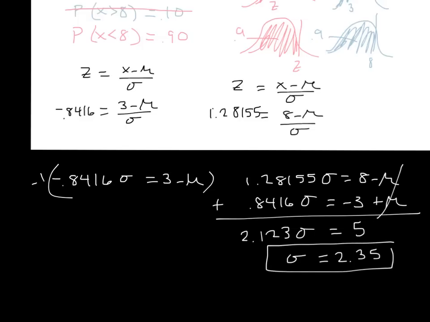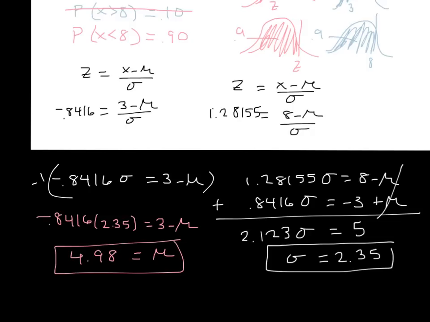Once I know what my sigma is, all I need to do is plug back into one of my two equations and solve for the mean. So I take that negative 0.8416 times 2.35. I subtract 3, and I divide by negative 1. And I get my mean to be 4.98.